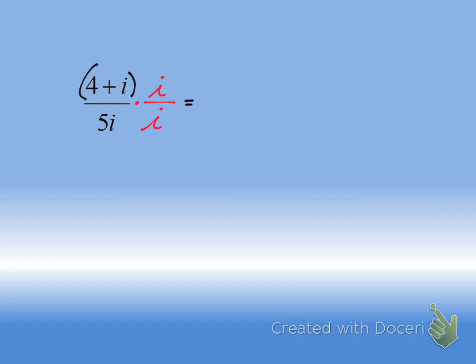Okay, which means the top, you're going to distribute an i through. So it'd be 3. No. Yeah. So 4i plus i squared over 5i squared. So that would be 4.